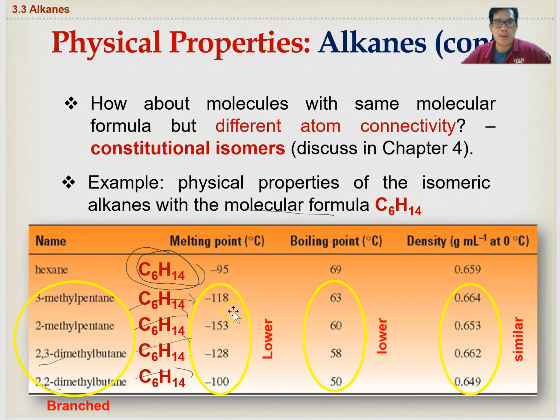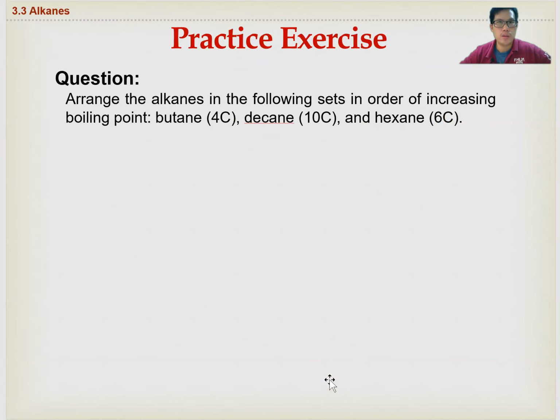Arrange the alkanes in the following in order of increasing boiling points. We have butane, decane, and hexane. You can see the shorter one has the lowest. In increasing order, we follow with hexane, and the last will be decane.